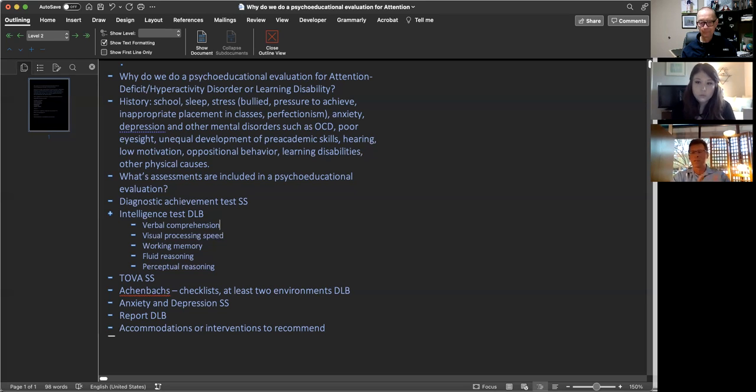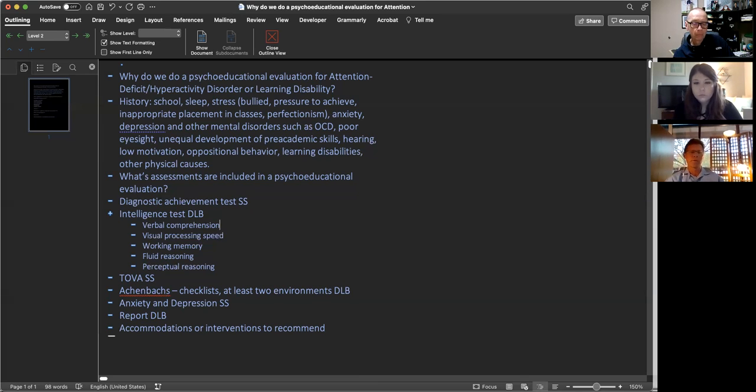Mm-hmm. So it's going to really reveal a lot of things about the person's ability to maintain attention and to control impulses, and just like we do, we're going to compare the results with the IQ and the achievement tests to see how those measure up. If there are differences there, then we've got something to look at.